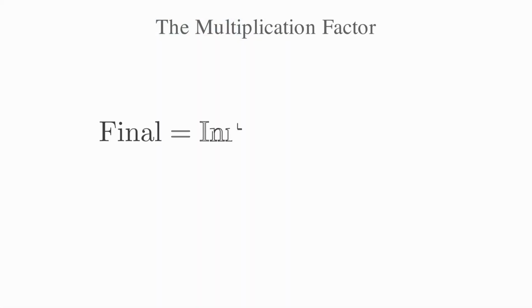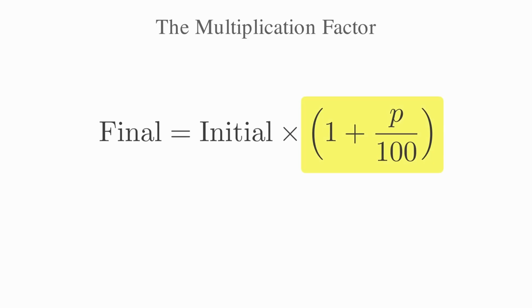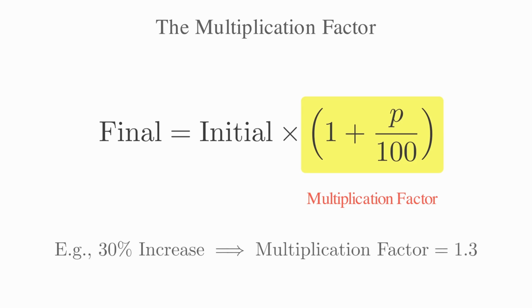Now comes the interesting part, that is the multiplication factor. So we can write the final value as initial times the multiplication factor, which is 1 plus p by 100, where p is in percentage. For example, a 30% increase means 1 plus 30 by 100, which is nothing but 1.3.